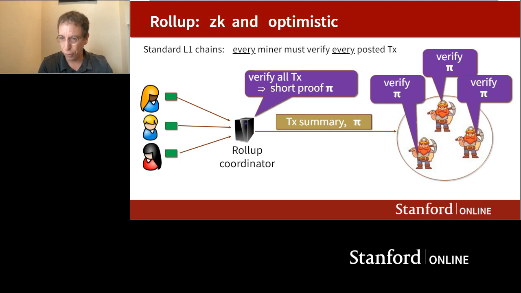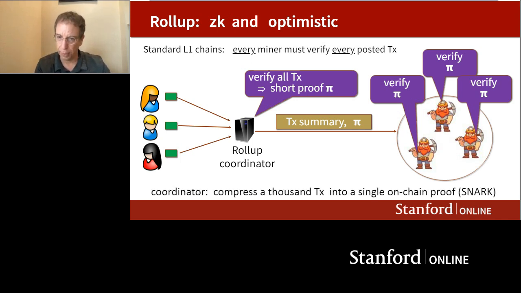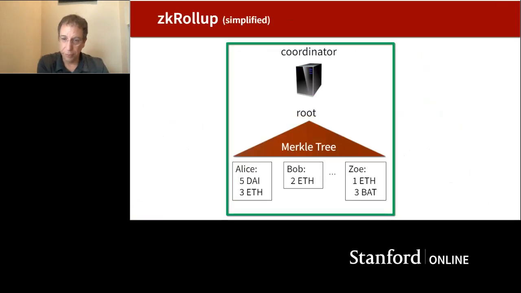A lot of our research is focused on SNARK proofs, so I'm going to talk a little bit more about how they work. Basically, the coordinator is compressing thousands of transactions into a single on-chain proof, which everyone verifies. To explain in a bit more detail how this works, let's walk through an example.